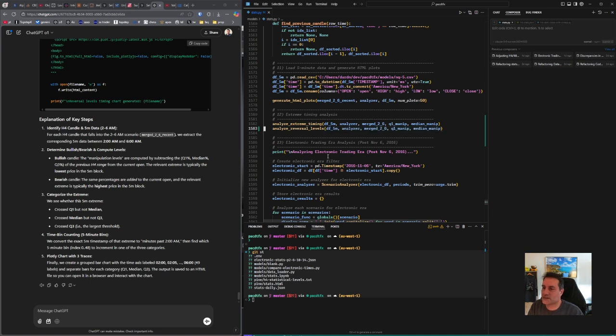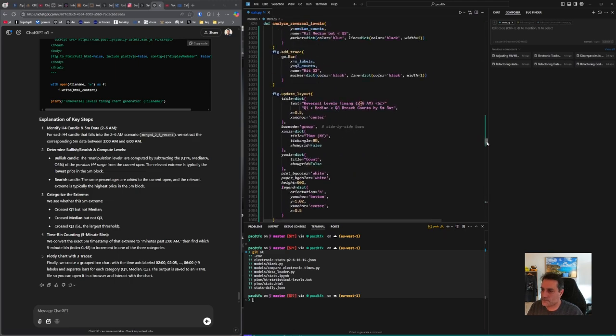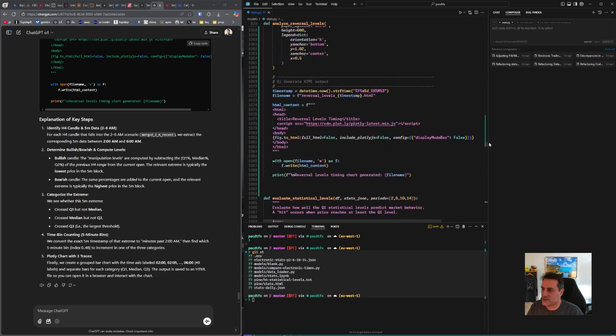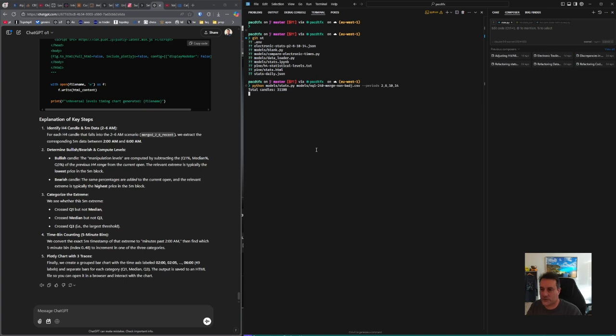All right. And if I run this, is it going to generate a file name also? Let's see. Reversal levels. Okay, good. So let's run it, see what happens. These are the times. Let's see if there's a syntax error there, or it just runs. Let's see, 31,000 candles that I mentioned in many videos.